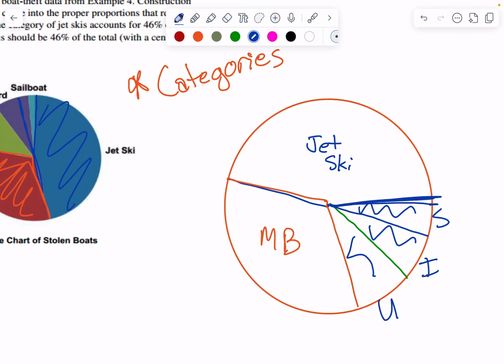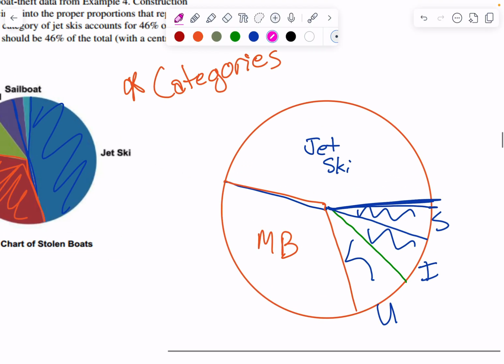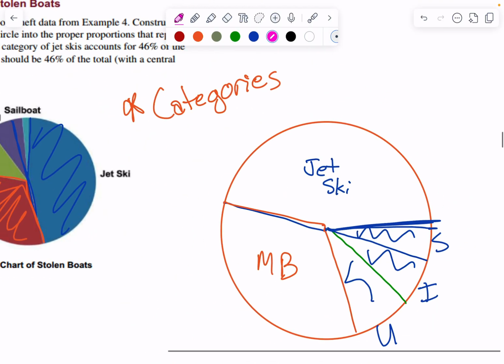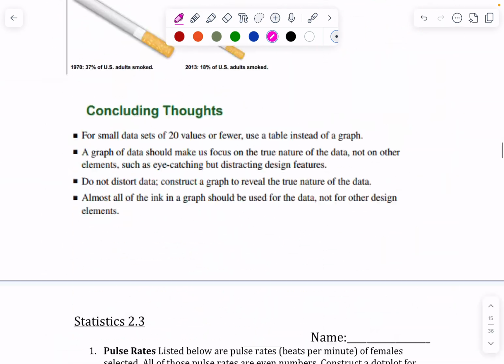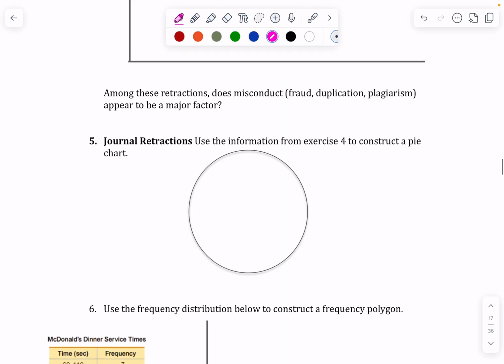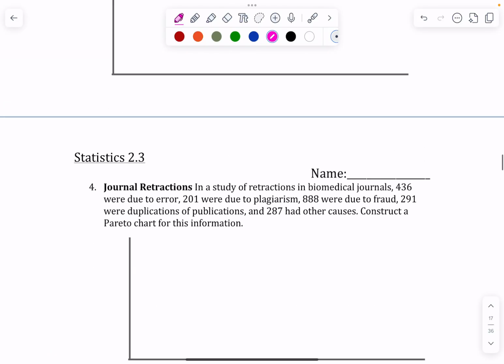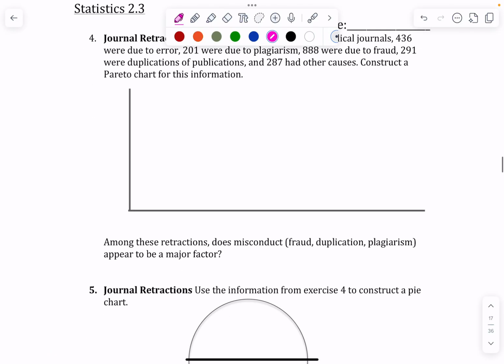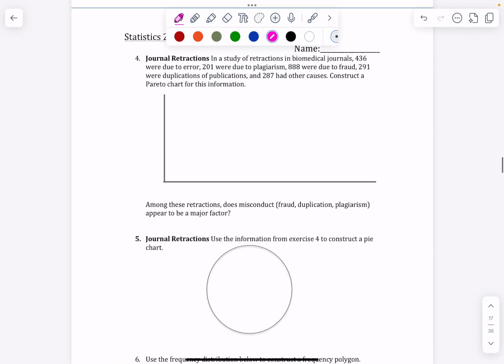Now, when you are creating your pie chart, what you want to do is figure out, actually, do I make you do that in the homework assignment? Pie chart. Yeah. Use the information from exercise 4. Yeah. Okay, so I'll help you do number 5. Let's just get you started on number 5 on the homework assignment, all right?